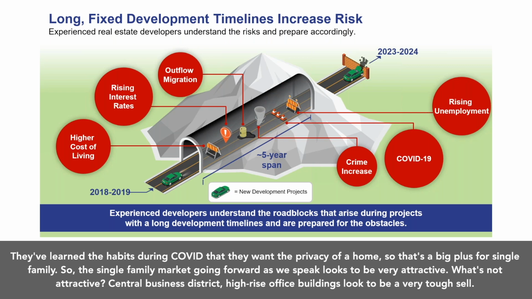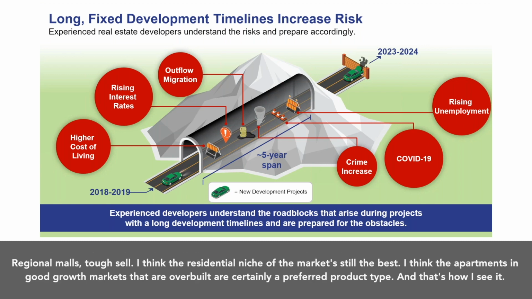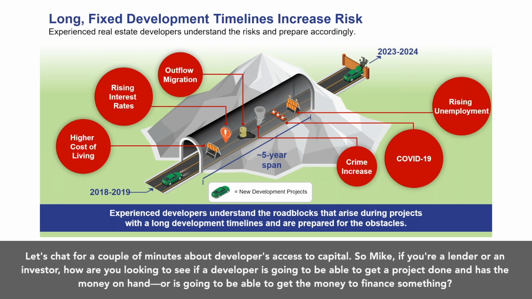What's not attractive? Central business district high-rise office buildings look to be a very tough sell. Regional malls, tough sell. I think the residential niche of the market's still the best. I think the apartments, garden apartments in good growth markets that aren't overbuilt, certainly a preferred product type, and that's how I see it. Got it.